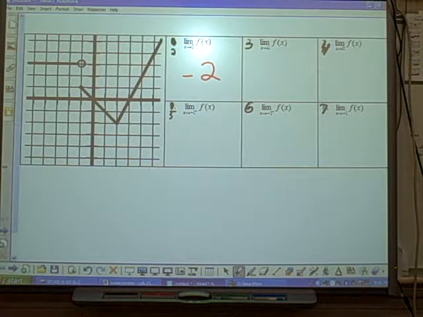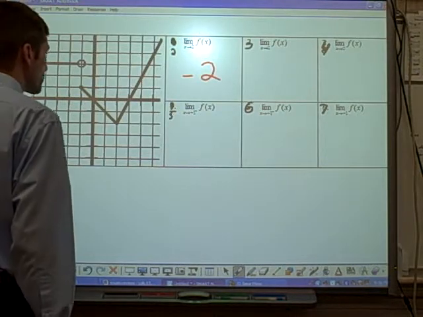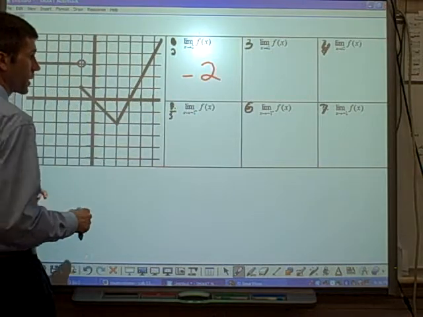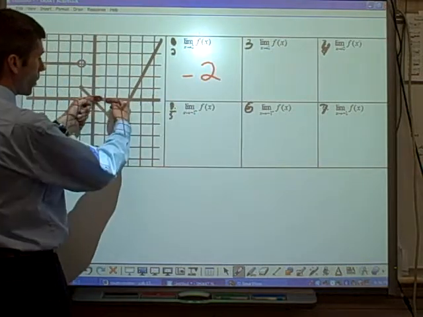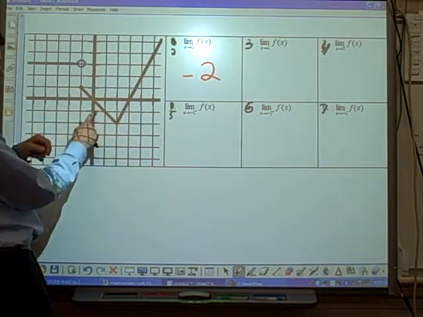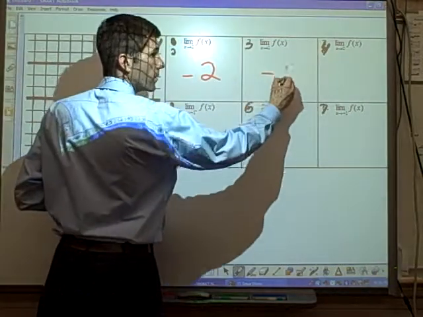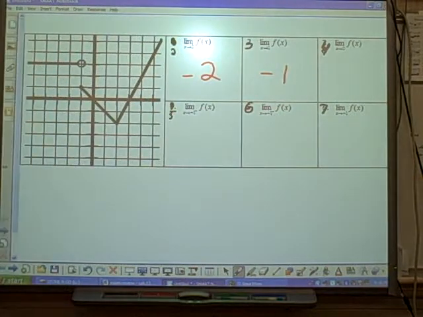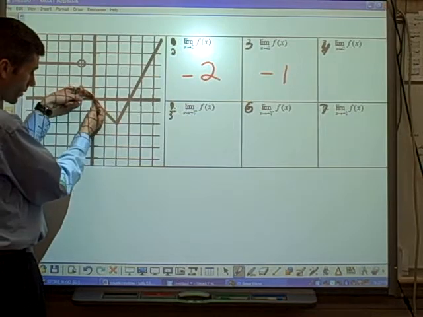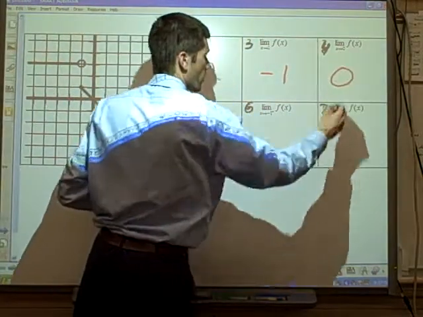For the next problem, it's asking what happens as we approach 1. Well, we have to approach from either side unless it specifies otherwise. So we're going to approach 1 on the function, and as we approach 1, we're really approaching a y value of -1. And then, for the next one, the limit as x approaches 0. There we go. The answer is 0.